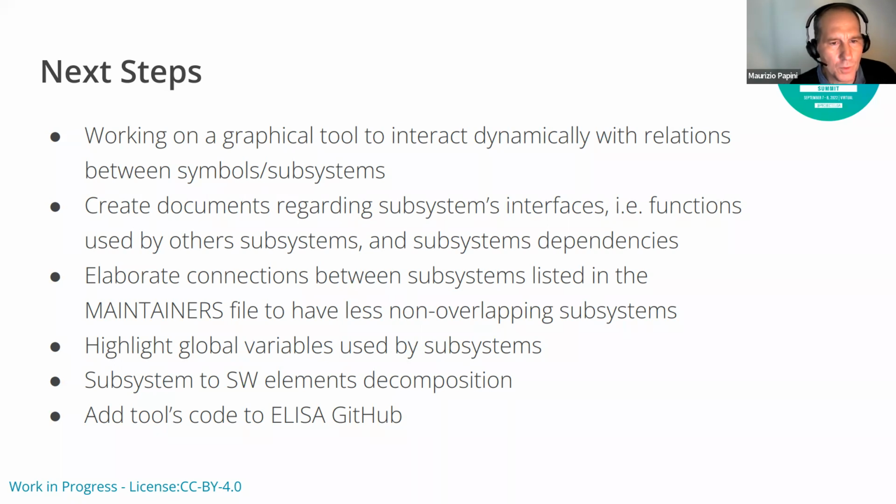And then we want to also highlight global variables used by subsystems. This will also help to create a dynamic view in the software architecture description. Then we want to start thinking about another step of decomposition from subsystem to software element. And obviously we want to push our code to the ELISA GitHub repository, and this will hopefully be done before the end of this year.